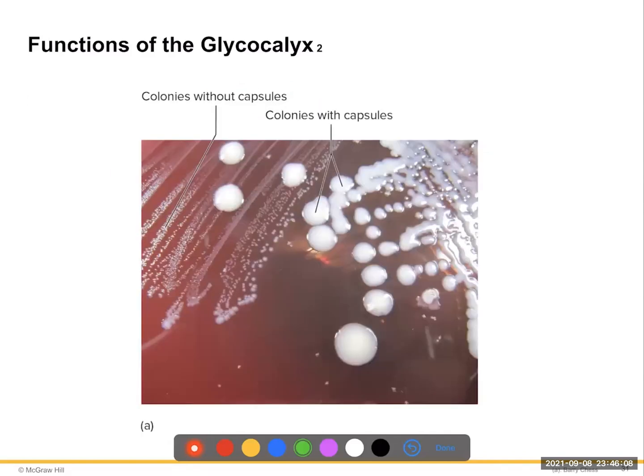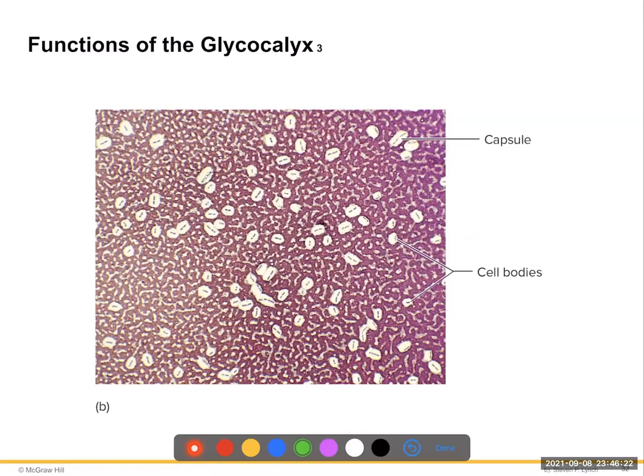So these are colonies with capsules. You can see how well defined they are. These colonies are well defined here, or these are colonies without capsules, how they spread out and they're not sticking together as well. Again, here's the capsule. This is what it looks like under a light microscope. And these are your cell bodies. And the capsule surrounds the cell bodies.